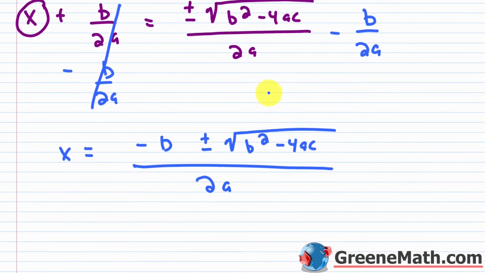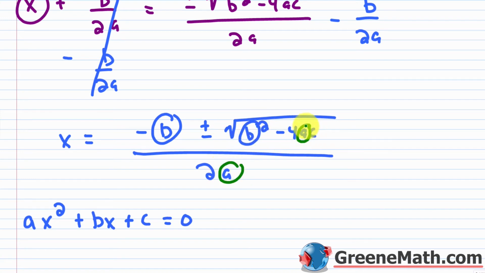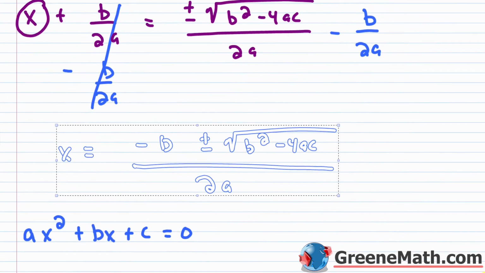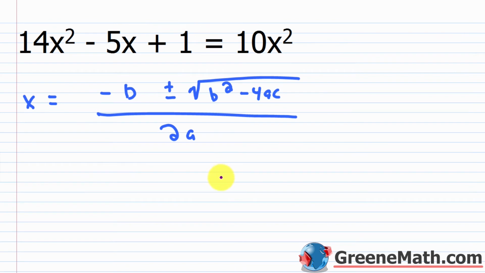So if it's in the format of ax squared plus bx plus c equals 0, I just record the values for a, b, and c, and I plug them in. So I'm going to plug in here for b and here for b. I'm going to plug in here for a and here for a, and I'm going to plug in here for c. Okay, so that's all I've got to do. So let me erase this, and we'll take this down to the next page, and we'll see an example. So let me paste our quadratic formula here. This is what we're going to use to get our solution.